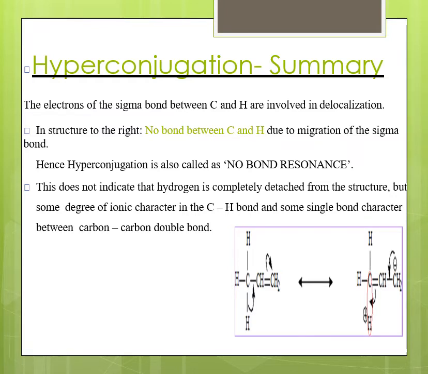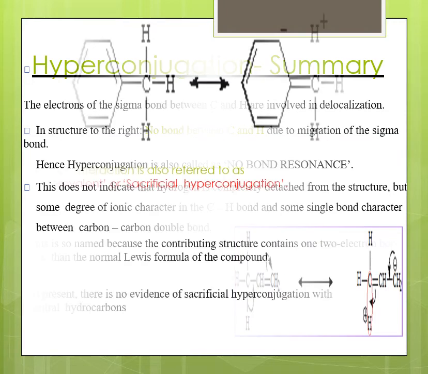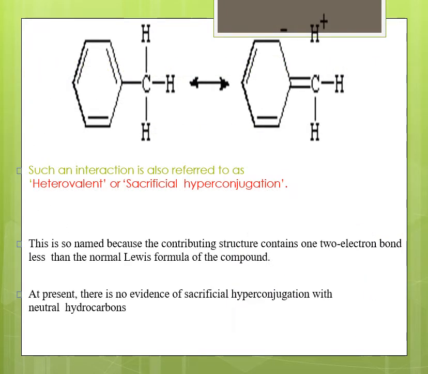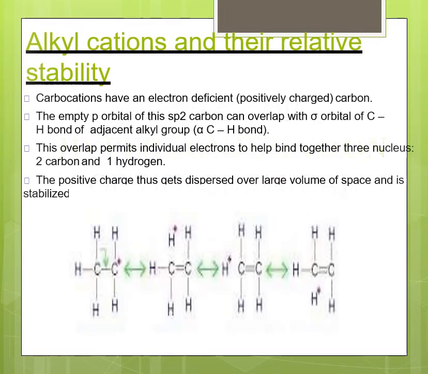Therefore, hyperconjugation is also called no bond resonance, right? The important thing is that it doesn't indicate that hydrogen is lost, but there is some degree of ionic character, and because of that ionic character, the hydrogen is still showing attraction with the carbon, but there is no covalent bond between carbon and hydrogen in this case. So hyperconjugation is also called no bond resonance, because in one of the canonical forms there is no bond between carbon and hydrogen, right? So again we have a structure like this one. Okay.